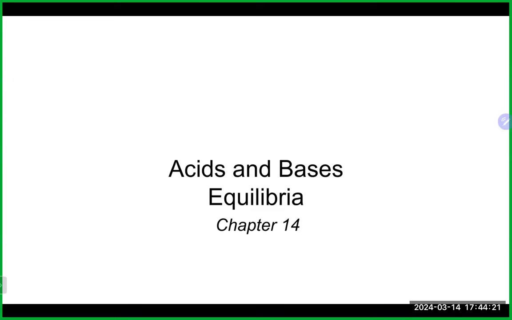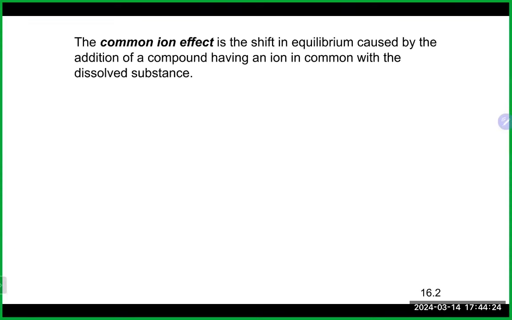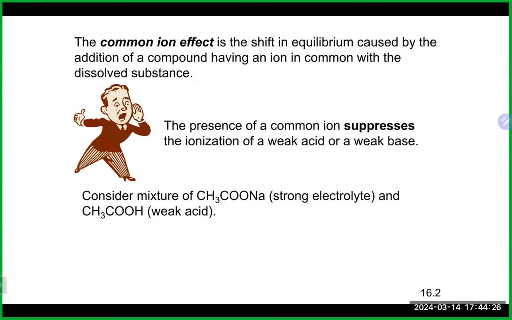So we'll get started here with the idea of the common ion effect. The idea of a common ion effect is that when we have an equilibrium and we have a presence of a common ion there, it will cause a shift in the equilibrium. And it will really suppress the ionization of a weak acid or a weak base. It basically will keep it from coming apart, and it will keep it together.